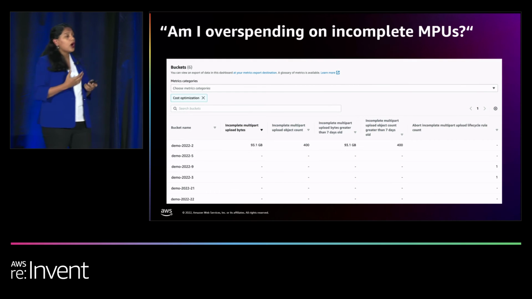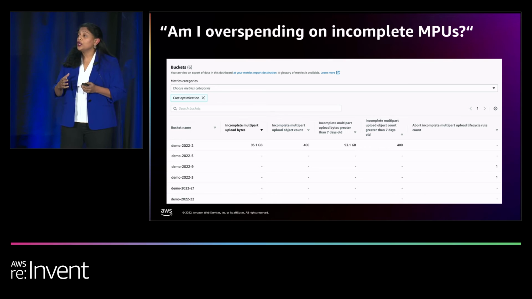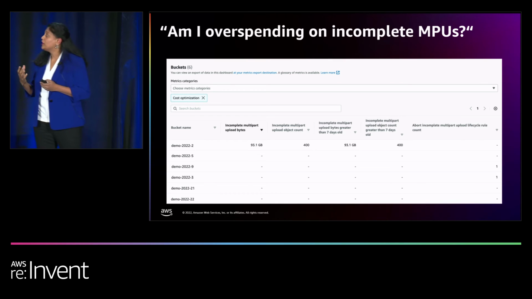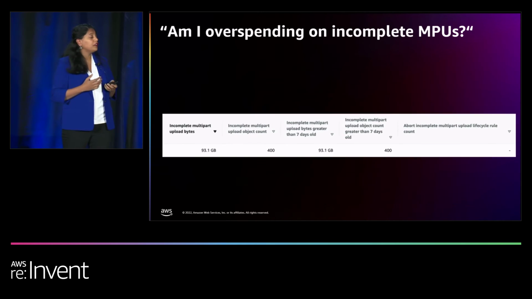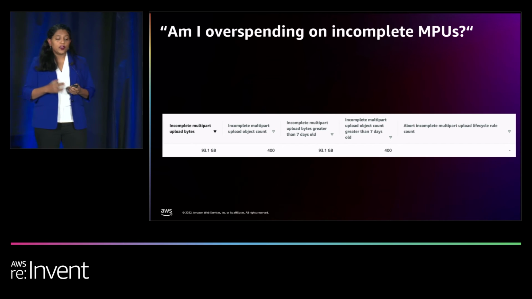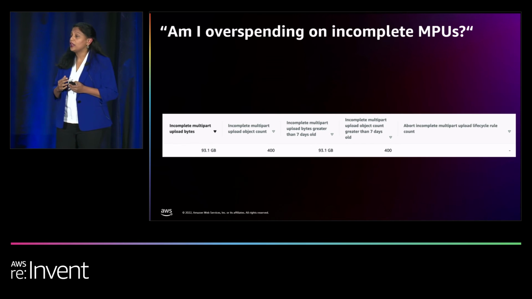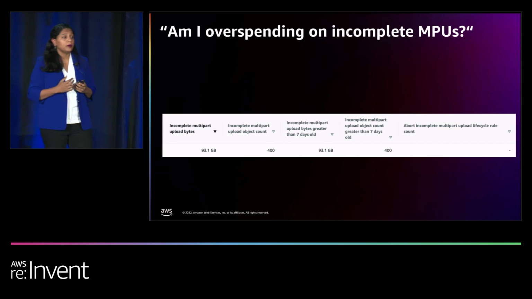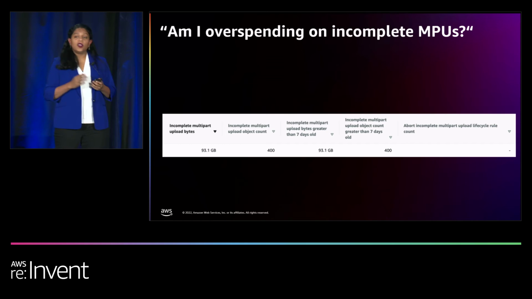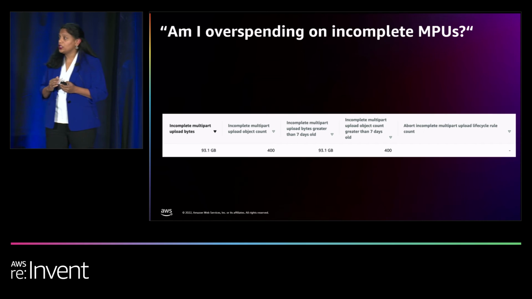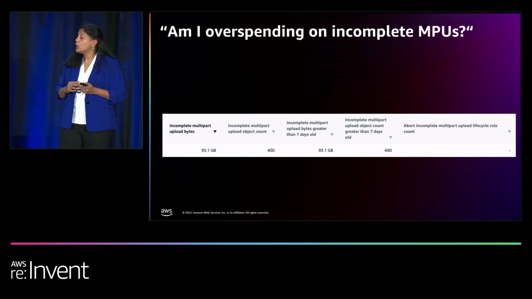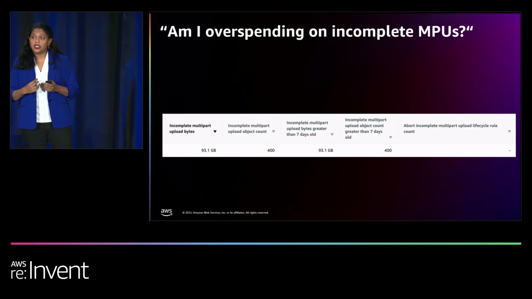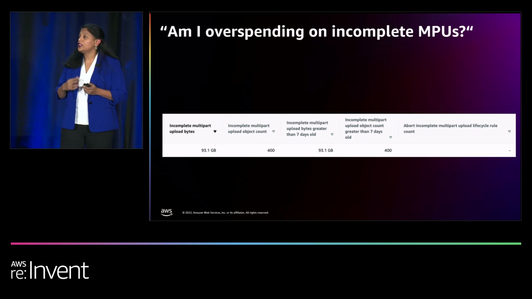To figure out if you are overspending on incomplete MPUs, you can look at the incomplete MPU storage bytes metric under the cost optimization category. As you'll see, I have a bucket here which has 93 GB of incomplete MPU bytes. And when you correlate it with the abort incomplete MPU lifecycle rule count metric, you'll notice that I'm missing it, which is causing me to overspend on my MPUs. We recommend you to use 7 days after creation date to abort your incomplete MPUs, which is why we've also added an additional metric to indicate how many of your bytes are older than 7 days.